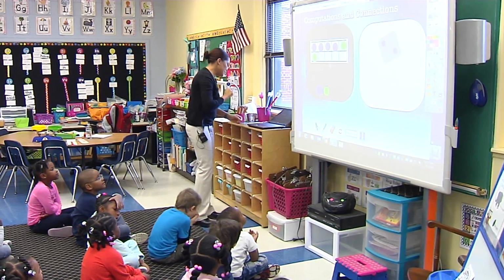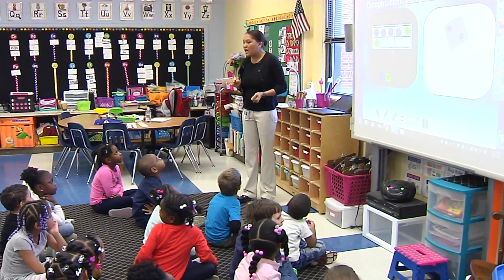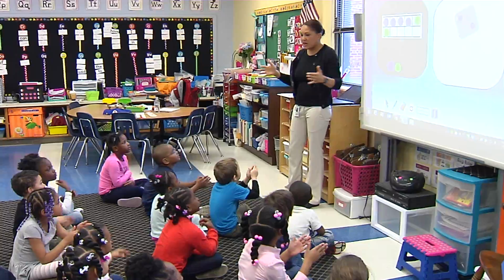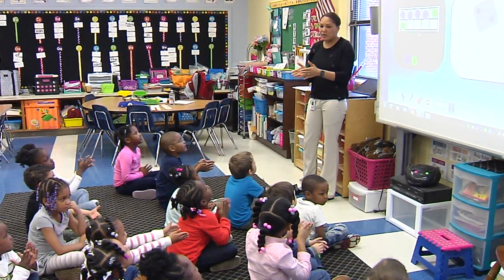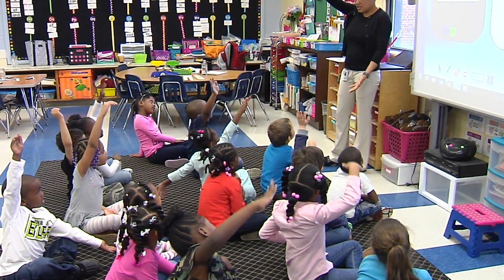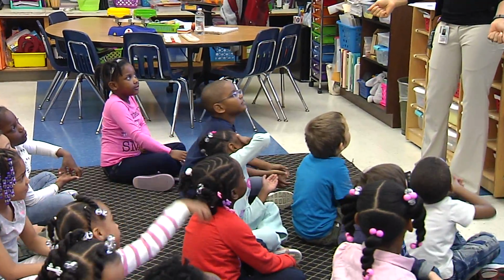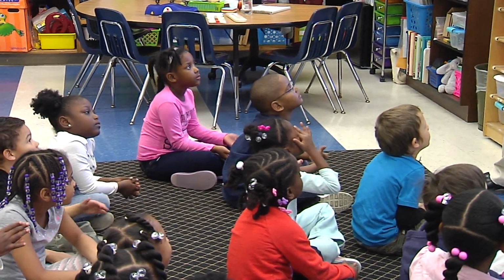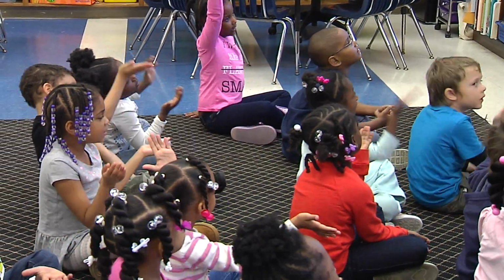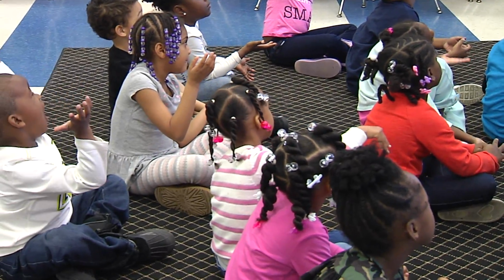Awesome. All right, guys, let's think about what we've been talking about this week. We've been talking about measurement. So on Tuesday, we talked about length. When we talk about length, we talk about long and short. Show me long and short. And then on Wednesday, we talked about height. Tell me what we talked about when we talked about height. Tall and short. And then yesterday, we got to do weight. And what do we do when we do weight? Heavy and light. Heavy things go down, and light things go up.